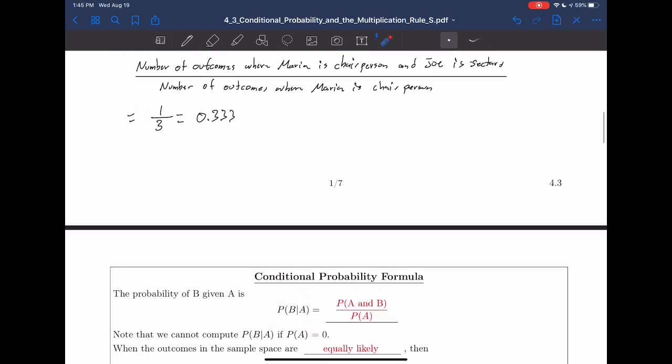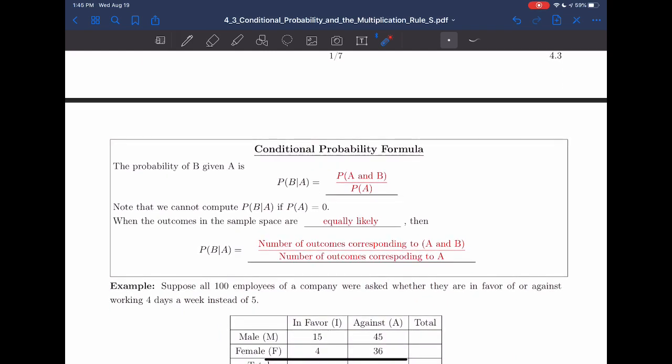And we can actually use a little formula, which is here. So let's say you want to compute the probability of B given that A already happened. Well, the little formula we could use is the probability of A and B over the probability of A. And notice that we can't compute this if the probability of A is equal to 0 because we can't divide by 0. That's undefined. And another way you can think about this is that let's say all of your outcomes in your sample space were equally likely, then your conditional probability would be the number of outcomes corresponding to A and B over the total number of outcomes corresponding to just A.